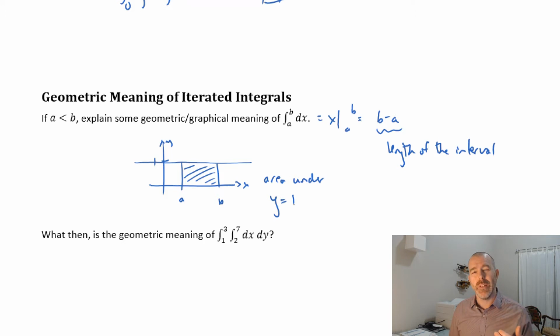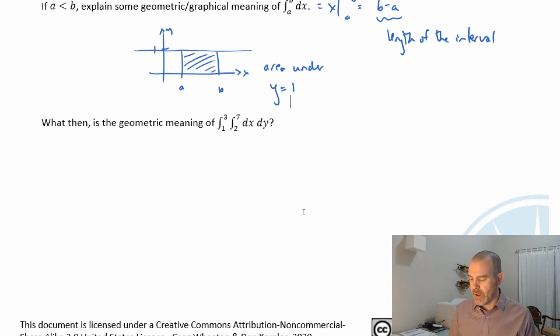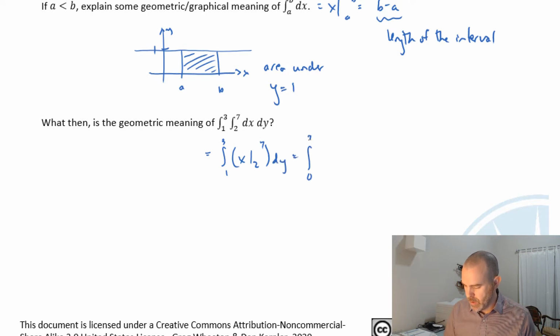So let's take a look at what this would be if we extend this to 3 dimensions like we're doing here in Calc 3. So here I have the integral from 1 to 3 dy, the integral from 2 to 7 dx. So an easy enough integral to do. This would be the integral from 1 to 3. The integral from 2 to 7 dx would be x evaluated from 2 to 7, and that's all dy. That would be the integral from 1 to 3 of 7 minus 2 dy. That's the integral from 1 to 3 of 5 dy.